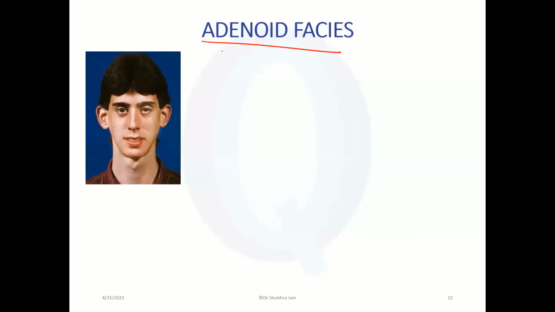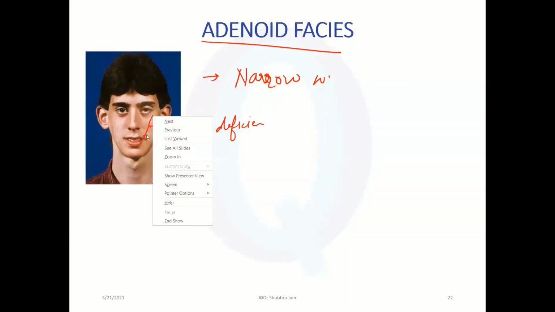So this is a specific term given to patients who have long face and all. So what are adenoid facies? There are certain features that we can see. First is narrow width dimension. Let me tell you what all features are there. Can you see this maxilla? This is deficient. So there is a deficiency of maxilla, from right here to here, all the way down here.